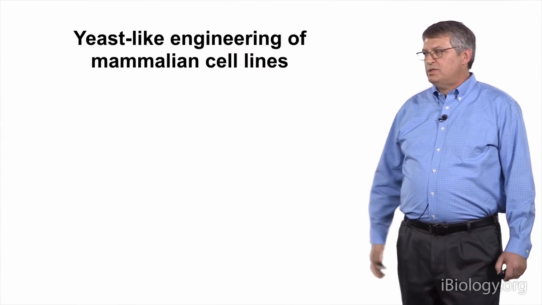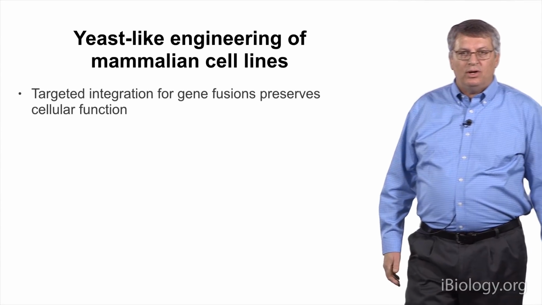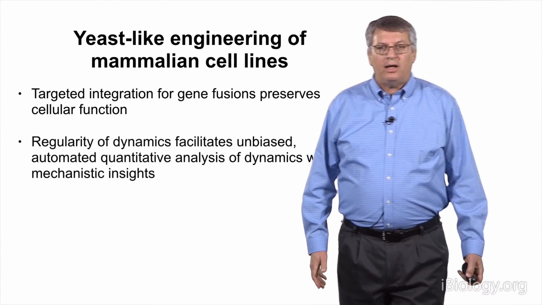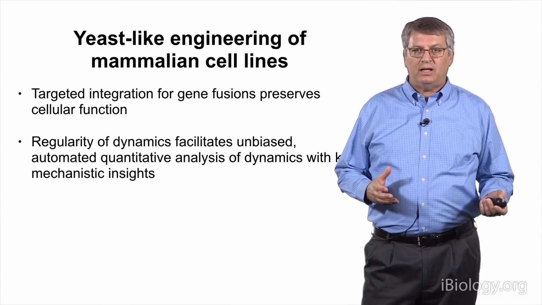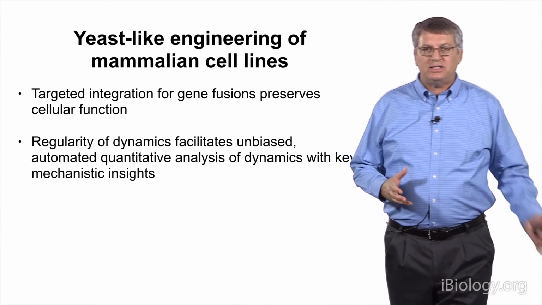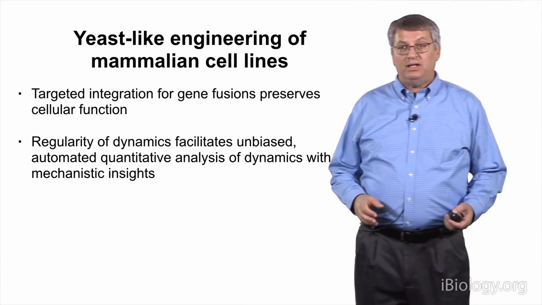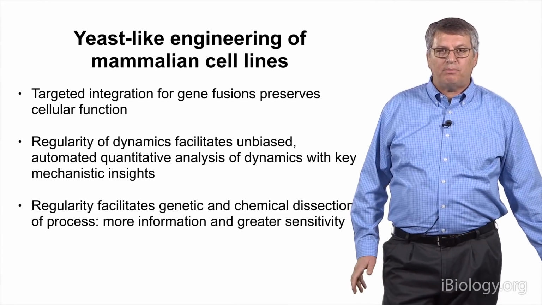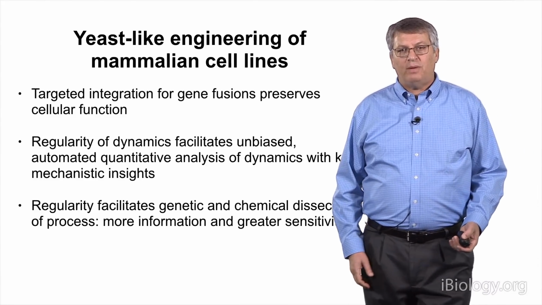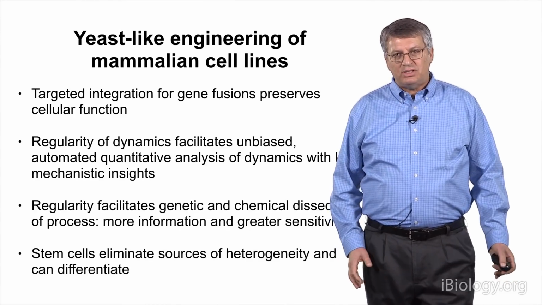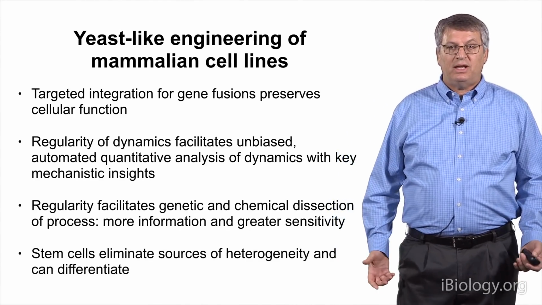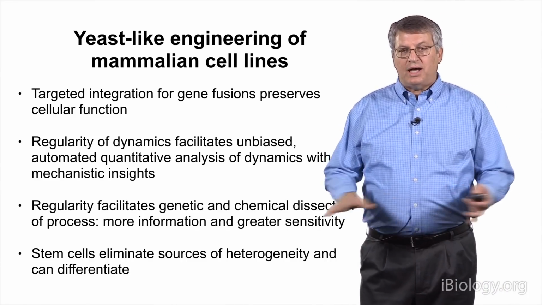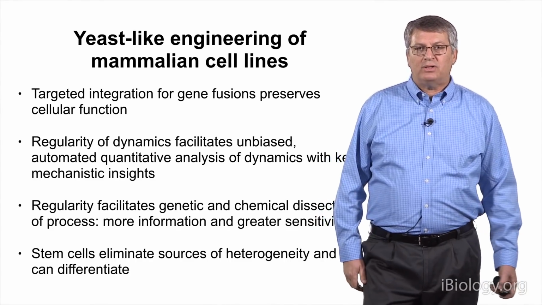Okay, so to summarize, yeast-like engineering of mammalian cells. We can do targeted integration of gene fusions to preserve cellular function. The regularity in the dynamics has facilitated unbiased quantitative analysis of the dynamics and given us key mechanistic insights. And then the regularity has facilitated genetic and chemical dissection of the process, so we believe we're getting more information with greater sensitivity. And finally, the stem cells, we think, are reducing sources and eliminating sources of heterogeneity in these cells, because we can now use isogenic cell lines that we differentiate from parent stem cells.